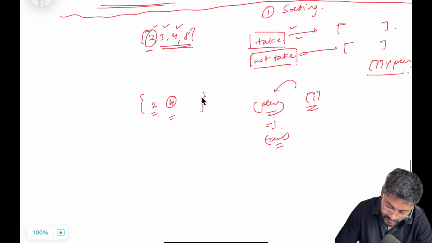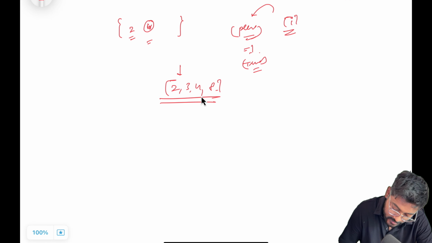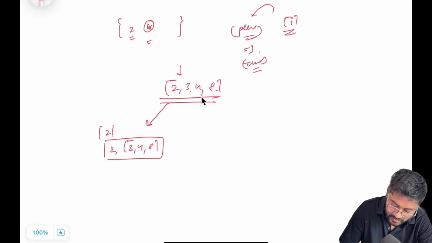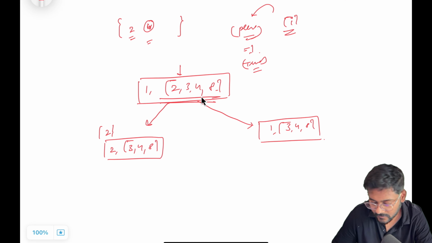Right? So 2, 3, 4, 8. If I'm on the first element and I take 2 in my set, what I have to do now is handle 3, 4, 8, and the previous item is 2. So this is my problem statement. In the other case, I can assume that the previous element is 1. If I do not take 2, I just directly come to 3, 4, 8, and the previous item is 1. This is my problem statement.